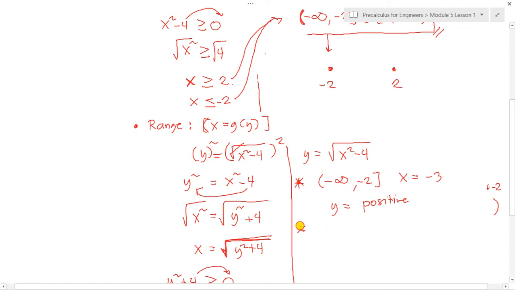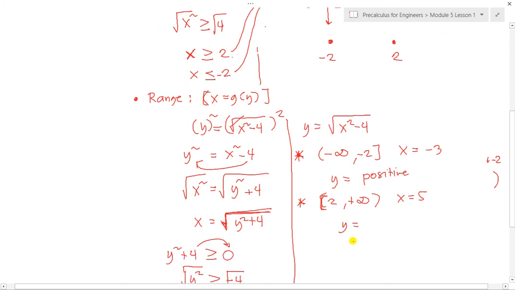The next one, since we have two intervals, we have here from positive 2, included si 2, then to positive infinity. So you can say x equals to 5. What would be the answer of your range or your y? Mahimo siya nga square root of 21, and square root of 21 is a positive real number. So put there positive. So here class, by these two intervals, ang atong y kay all positive lang. Di ba? All positive.